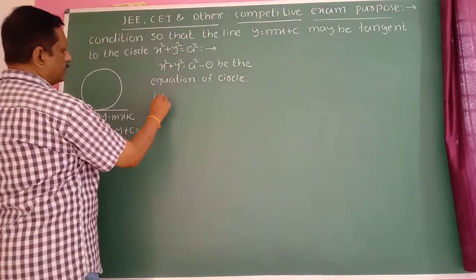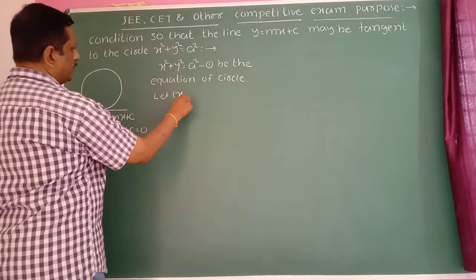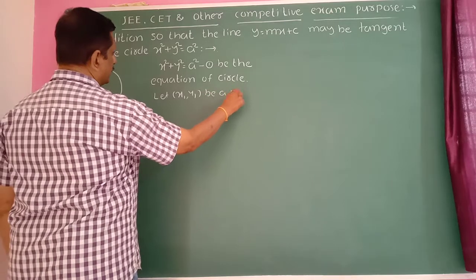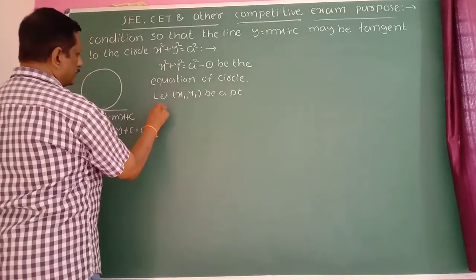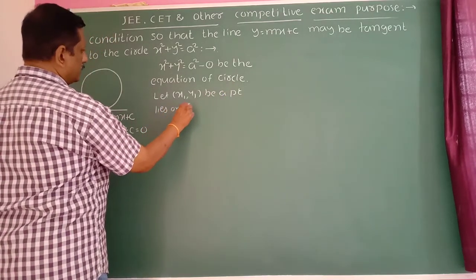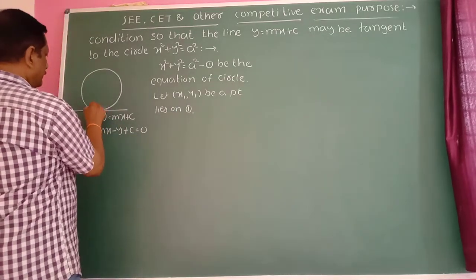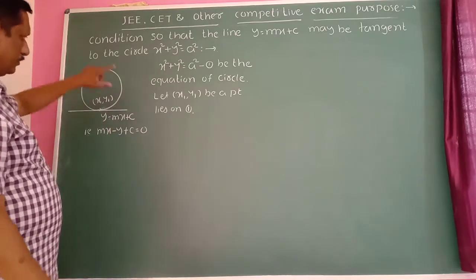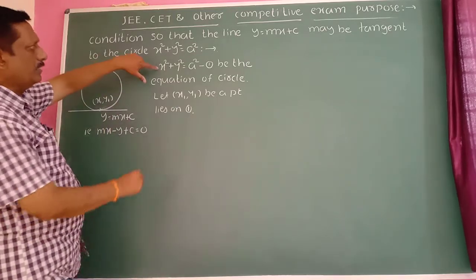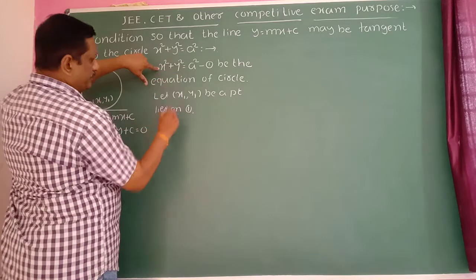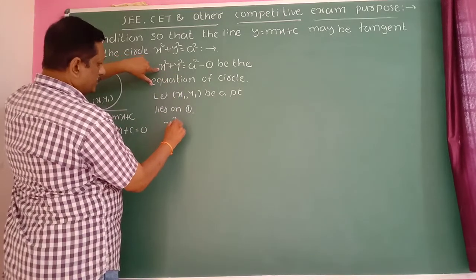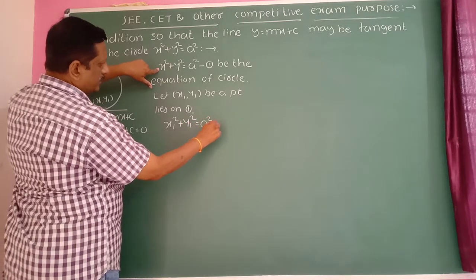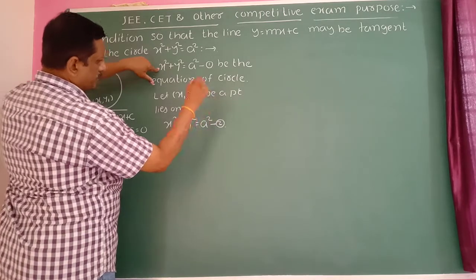Let x1, y1 be a point that lies on 1. Consider this is a point here. The point x1, y1 lies on the circle, so replace x by x1 and y by y1. So x1 square plus y1 square is equal to a square. Take this as equation number 2.